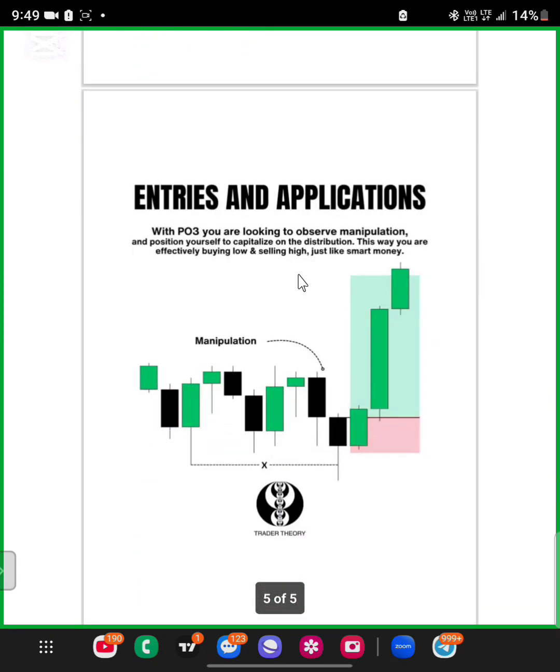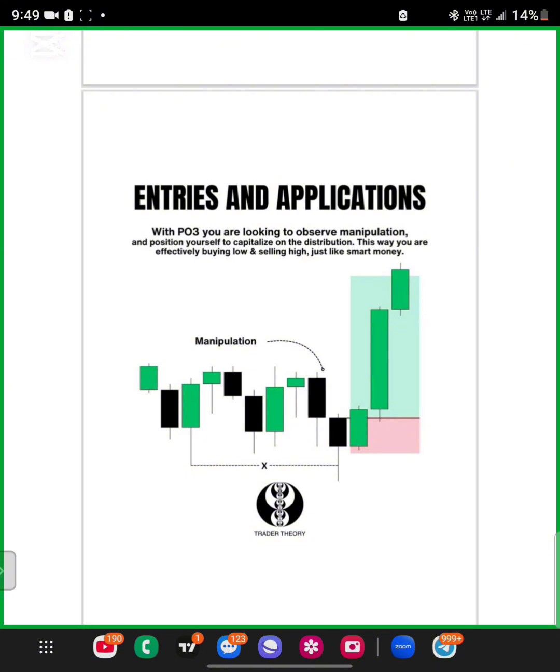So this is the entry and what? Application. With the power of 3, which is the accumulation, manipulation, and distribution, you are looking to observe what? Manipulation and what? Position yourself to capitalize on the what? Distribution. You have to focus mainly on the distribution phase. You have no business with the manipulation aspect.